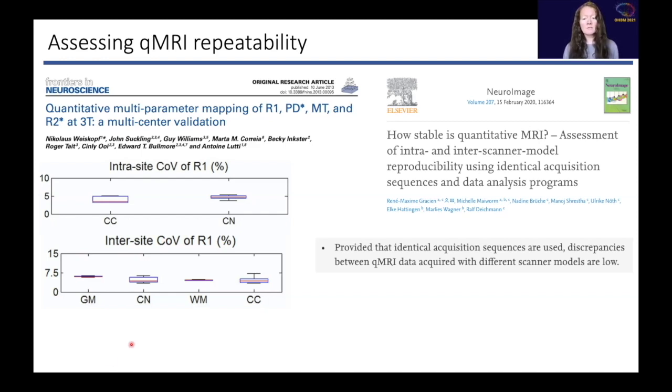Now, in the Weiskopf study, they used the same hardware, the same software, and the same sequence. And in the Grashen study, they used different hardware and software, but it was all from the same manufacturer. And they were able to customize the sequences so that they were exactly the same line by line. So it's very challenging to implement this sort of study at any more than a few sites.